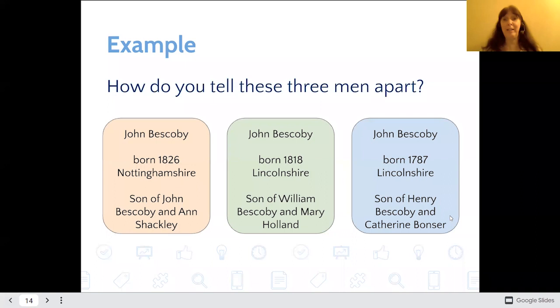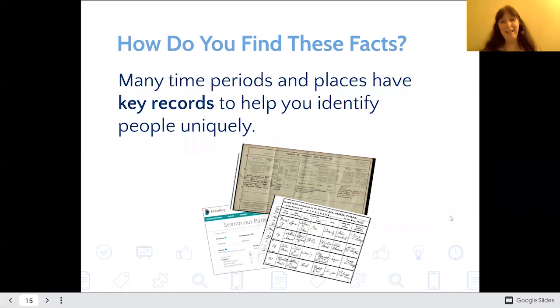So how do you find these facts? We actually talked about it in quite a bit of detail last time, or maybe it was the time before, when we talked about finding sources for people. So we're not going to dig deep into that again this time, but we'll just touch on it lightly and make the observation that many time periods and places have key records that help you identify people uniquely.